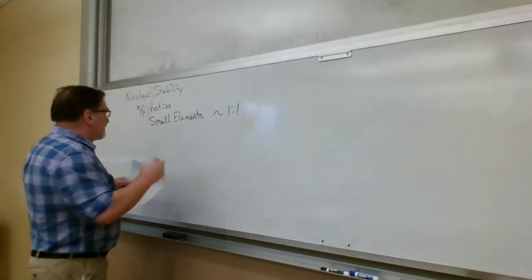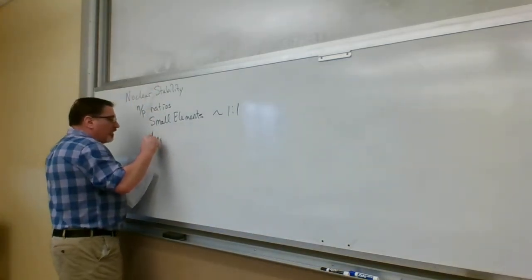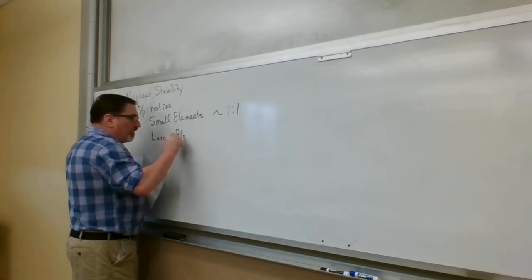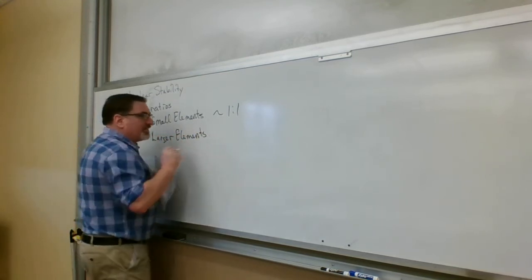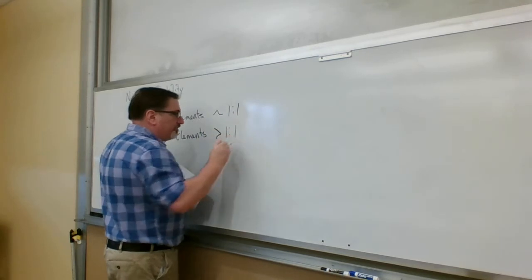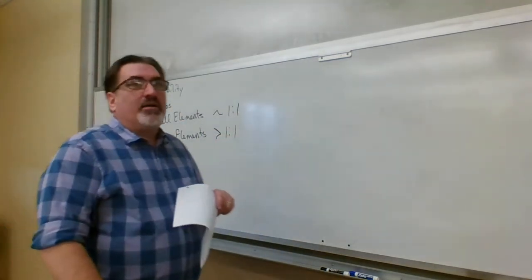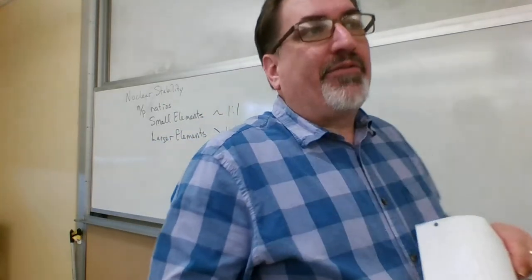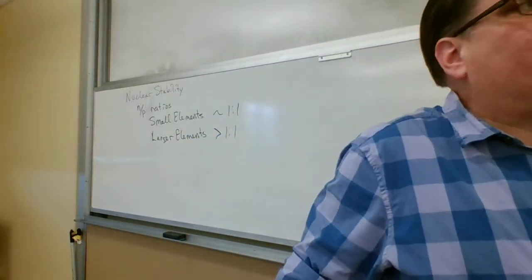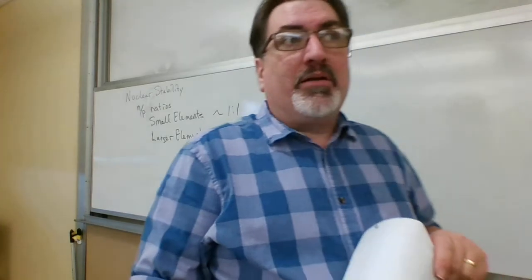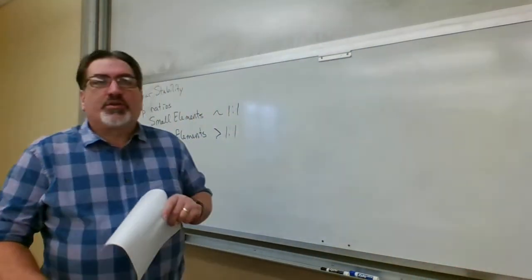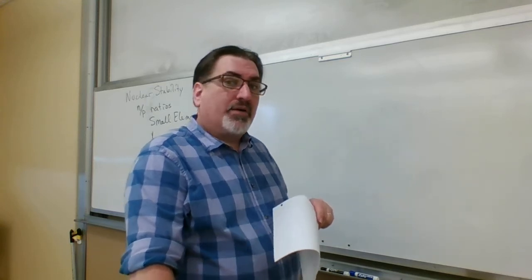So larger elements tend to be greater than 1 to 1 in terms of the neutron count. So for uranium, we've got several isotopes of uranium. 232 probably exists. 234 is a common uranium isotope: 234 mass units and 92 protons. There's like a 1.5 neutron per proton ratio there.